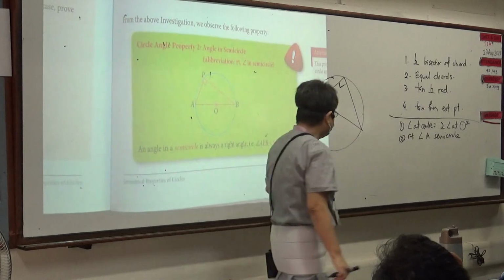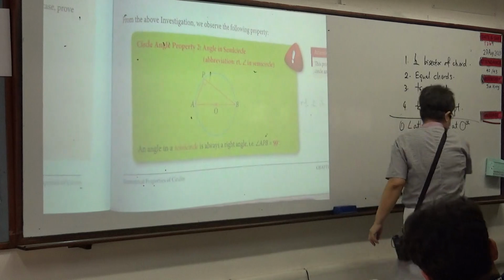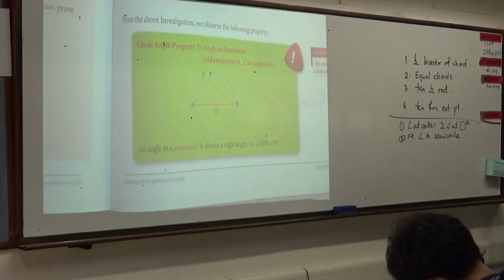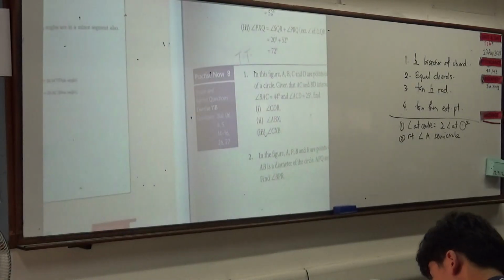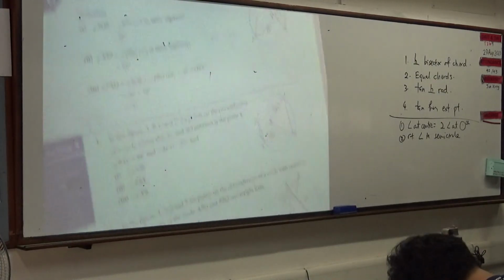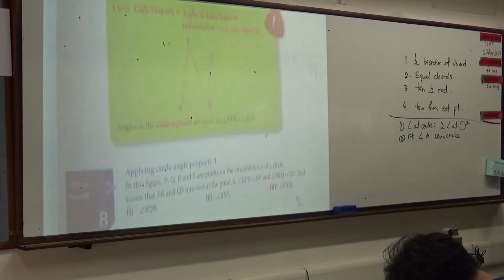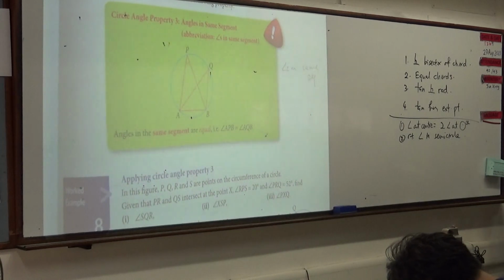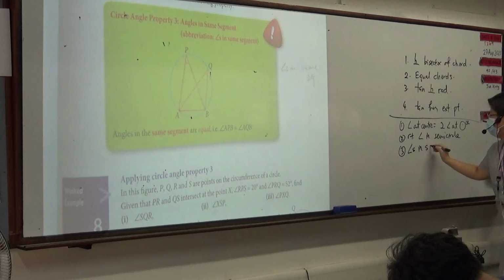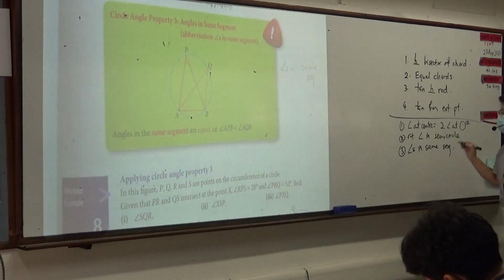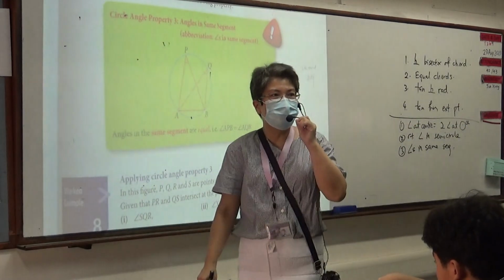Understand? Okay, third one. What do we have? Okay. Now, I need to explain something first, which I already explained yesterday actually. Okay. Now, turn to page 211. This is the next property. Angles in same segment. Okay? Angles in the same segment are equal.